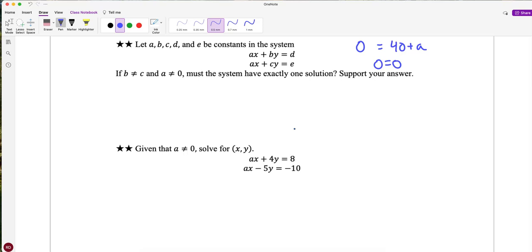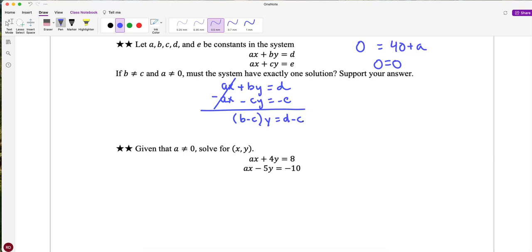A, B, C, D, and E are constants. The question is, must this system have exactly one solution? Okay, so let's look at this. I've got ax plus by equals d. I could rewrite the bottom equation as minus ax minus cy equals negative e. When I add these together, you're going to get b minus c times y is equal to d minus e.